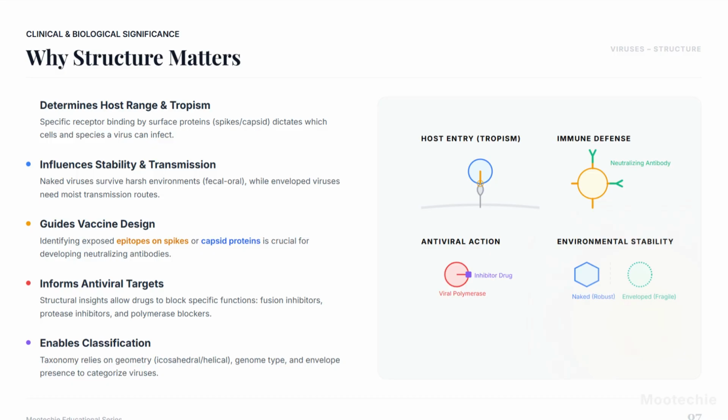It influences stability and transmission. Naked viruses with just a protein capsid survive well in harsh environments like on surfaces, enabling fecal-oral transmission. Enveloped viruses need to stay in moist environments or transmit directly via droplets or bodily fluids. Structure guides vaccine design. Identifying the critical exposed parts or epitopes on spikes or capsid proteins allows scientists to design vaccines that prompt the body to make neutralizing antibodies against those exact spots.